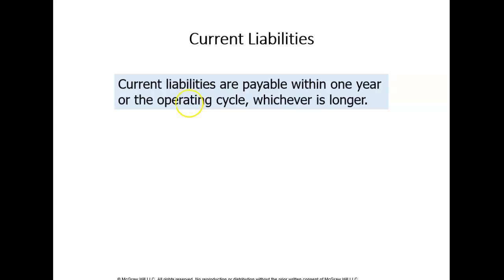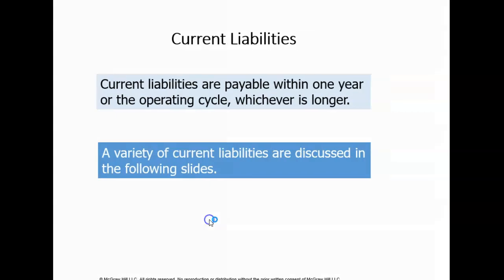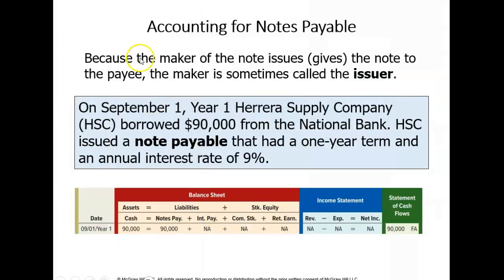Now, if a liability is current, this is a debt that will become payable within 1 year or within an operating cycle, whichever is longer. For our purposes, we're going to always use 1 year as the parameter. Okay? Let's take a look at some different types of current liabilities and how to account for these current liabilities.